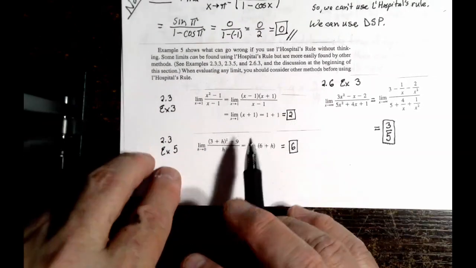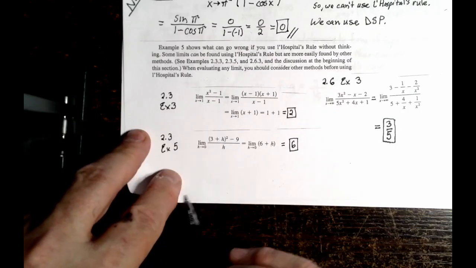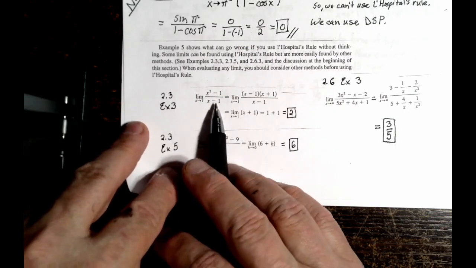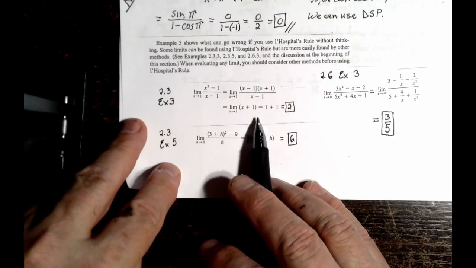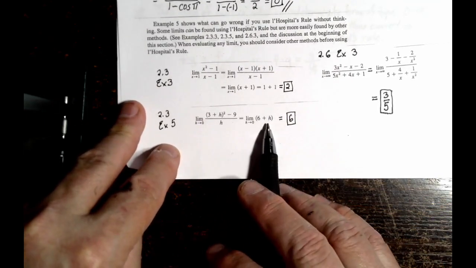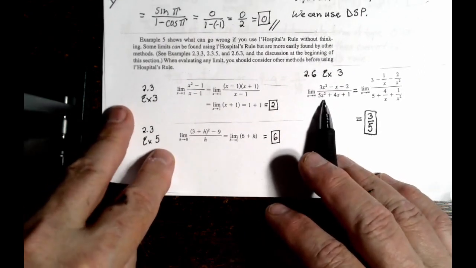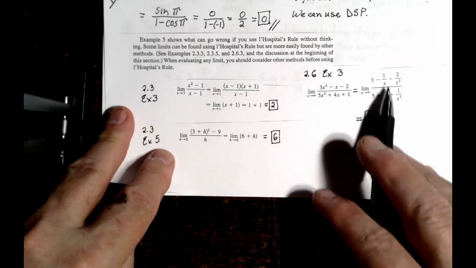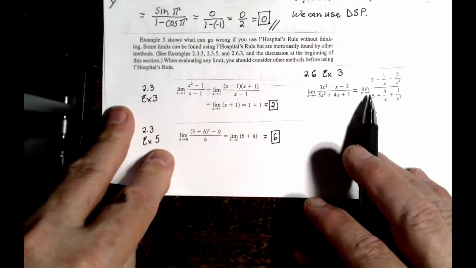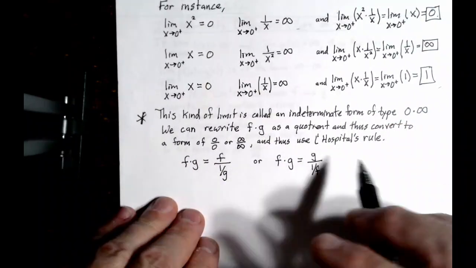There's a number of problems from chapter 2 where if you use different techniques, you don't have to use L'Hopital's rule. Like here you can factor and cancel. Here you can expand and cancel with the h below, and as h goes to 0, you get your answer nicely. And here you can divide by the highest power of the denominator, and when everything else goes to 0, you just get 3 over 5. So don't always use L'Hopital's rule every single time. There's a lot of times when you don't need to use it.